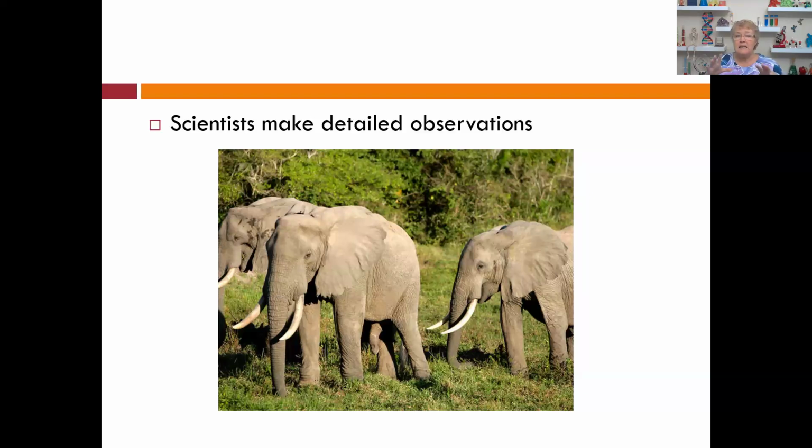So we would want to see what was there. What kind of plants are there? What kind of predators are there? What's the water supply like? Do they have shelter? Are there parasites in the area? Those are all good things to observe about the environment. There are some things we could observe about the elephants themselves that might help us to come up with an idea for an experiment to solve this problem.